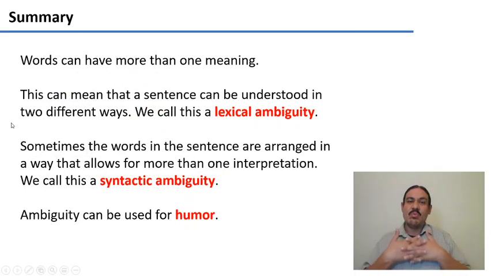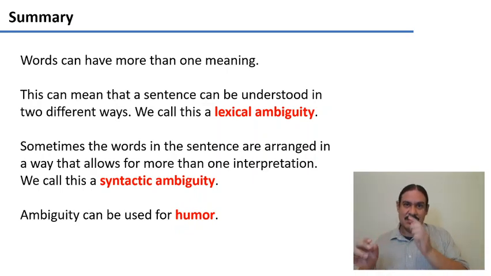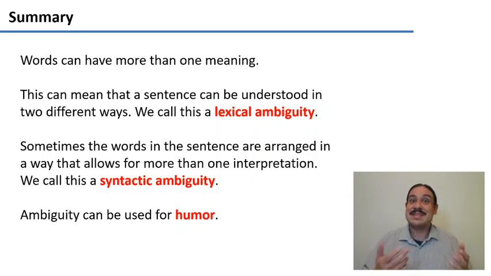In general, there's several types of ambiguity. There's lexical ambiguity, caused because words can have more than one meaning. And there's syntactic ambiguity, because the words are arranged in a way that can cause more than one interpretation. And both of these types of ambiguity can be used for humor. People can attempt to use them for humor.